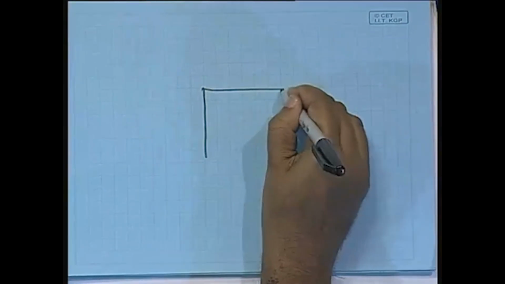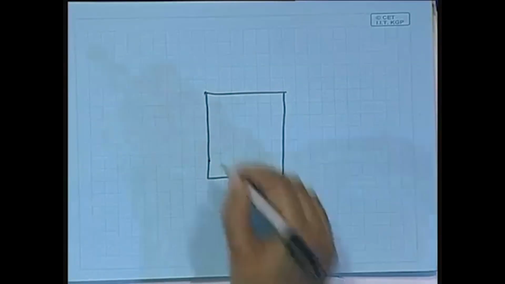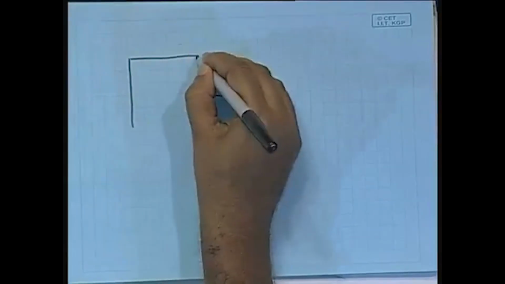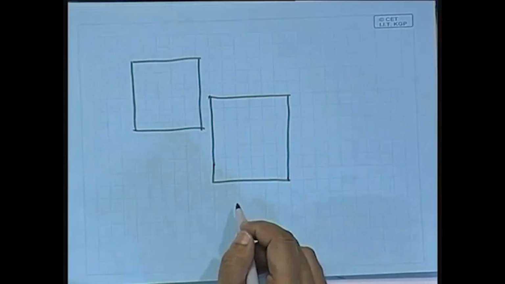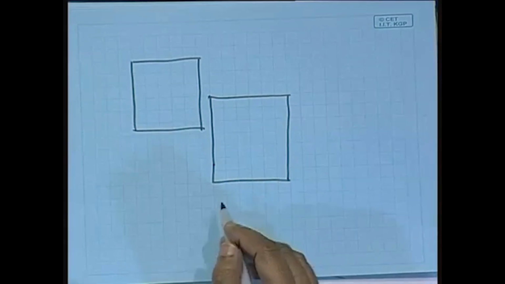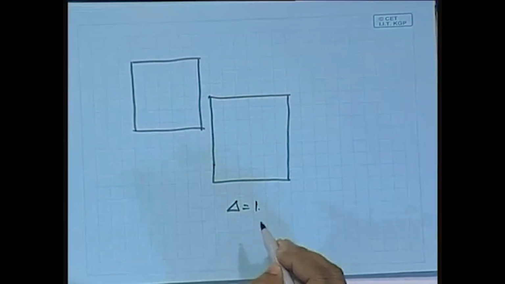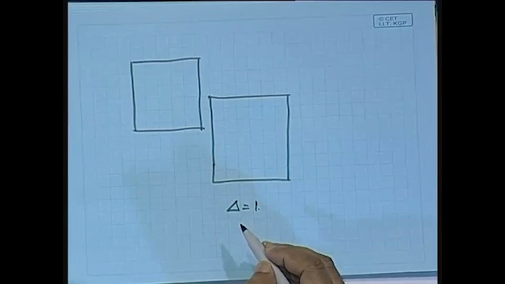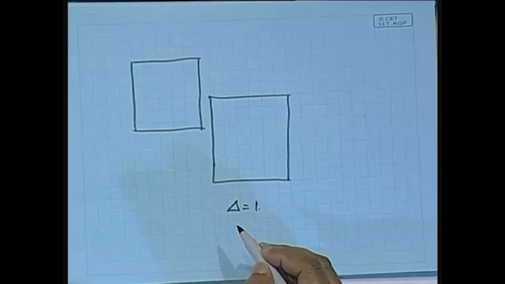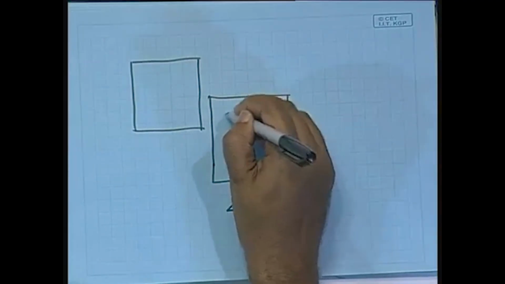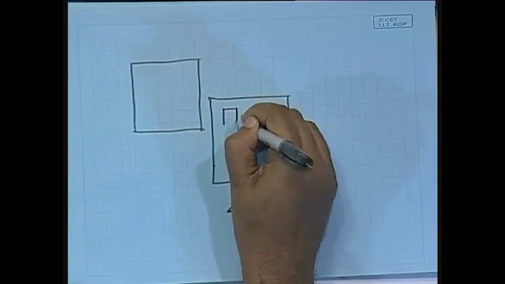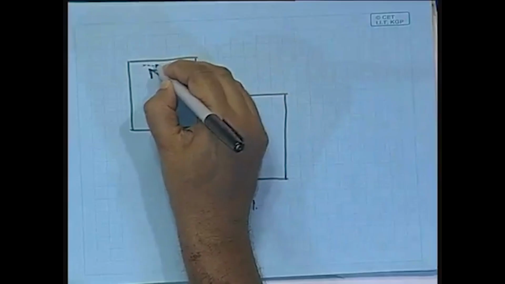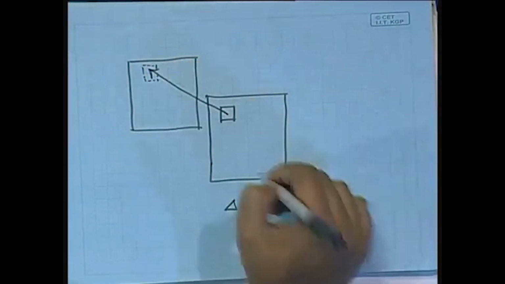What I mean to say is that if this is the candidate frame, and we are having a motion estimation with respect to the immediate past frame, then what we are using is delta equal to 1. Delta equal to 1 means a delay of only one frame. That means every candidate block is searched with respect to the previous frame.